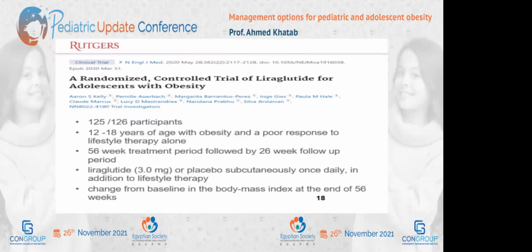Liraglutide is another player that recently received FDA approval for pediatric obesity. This New England Journal of Medicine published clinical trial enrolled participants between the ages of 12 and less than 18 with obesity that had a poor response to lifestyle modification alone. They administered liraglutide 3 milligrams subcutaneous or placebo once daily for 56 weeks, about a year, followed by a 26-week follow-up period. The change of the body mass index from baseline to the end of 56 weeks was tested.